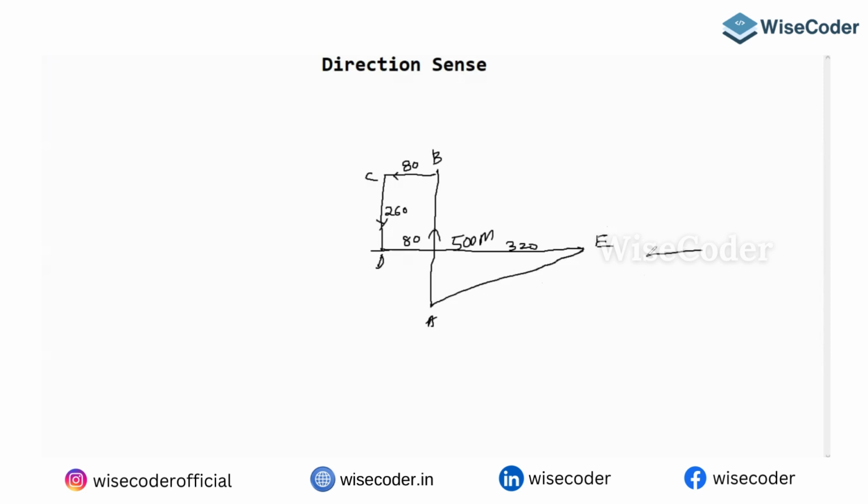So again you come across this kind of situation. The total is 500, this is 260, so the remaining would be 240. So this will become 240, and this is 320. Yes or no? Calculate and tell me what is A and E?